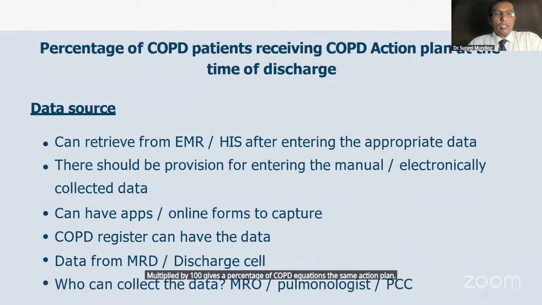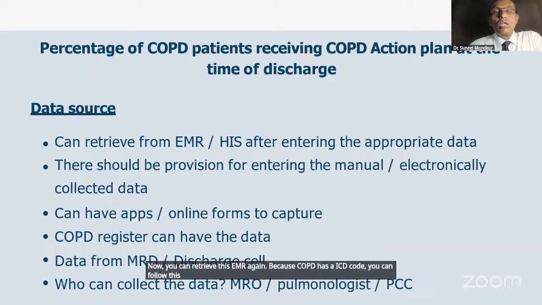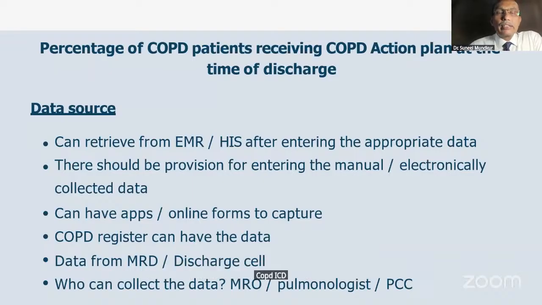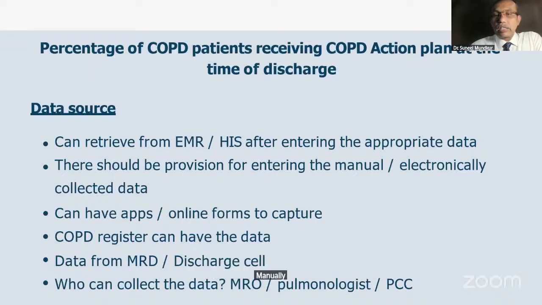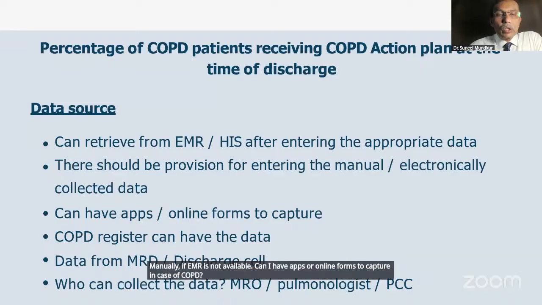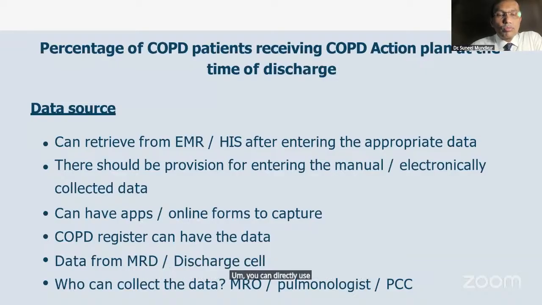Now, you can retrieve this from the EMR again because COPD has an ICD code. You can follow this COPD ICD code and see all the patients by entering the appropriate data. There should be provision for entering them manually if EMR is not available. Can I have apps or online forms to capture data in case of COPD? You can directly use online forms, Google Forms or Microsoft Teams forms. A COPD register can have this data.